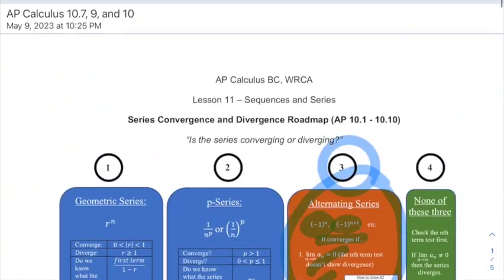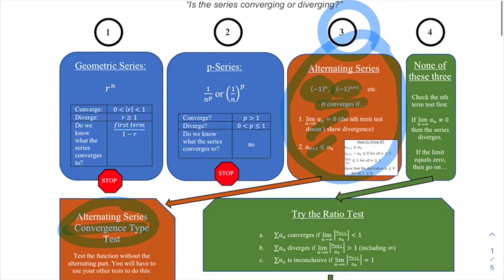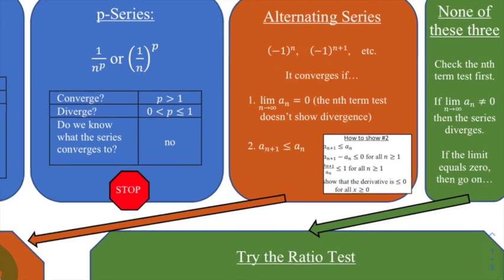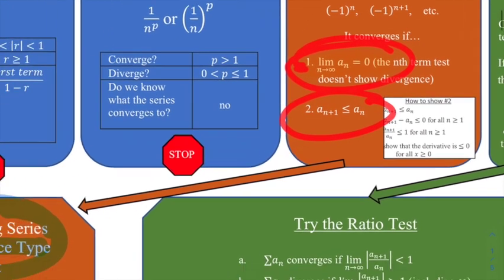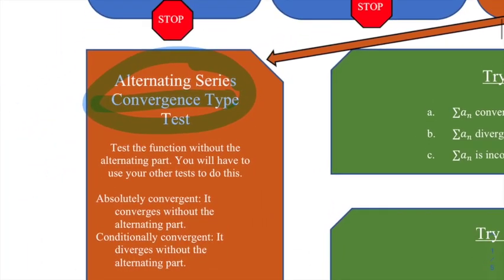Okay, so where are we? Where in the world are we? We have finally finished all of the roadmap. Today we looked at alternating series specifically. They almost always converge, but you have to show it. You show the limit does equal 0 on the nth term test, and every term is less than or equal to the term before it.